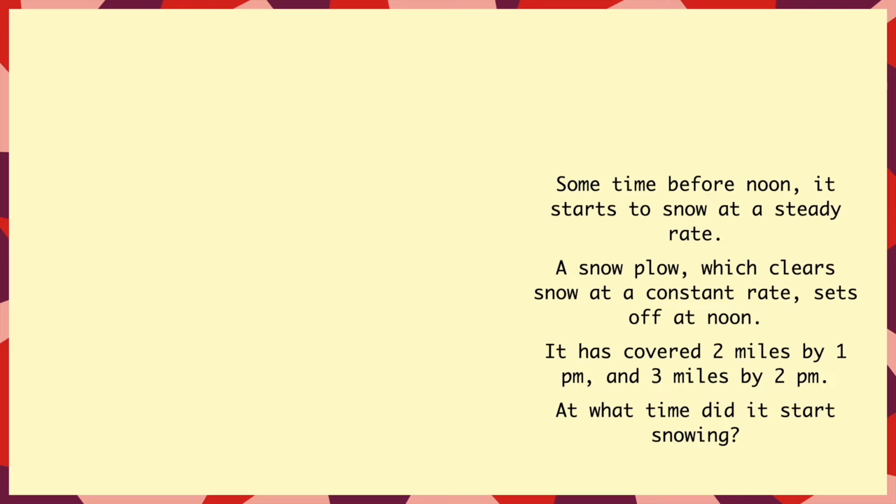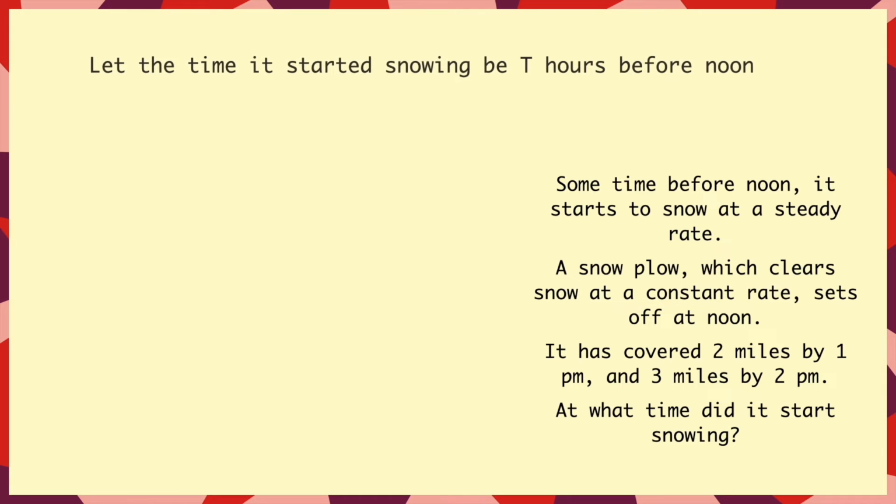Well, we're not given very much information to start us off, but we want to find the time that it started to snow. So let's say it started snowing T hours before noon, where T is greater than 0. The first thing we're told is that it snows at a steady rate, so we can reasonably assume that the depth of the snow is going to increase linearly with time. So we can write an expression for the snow depth as a function of time, where a is some constant that we aren't told.